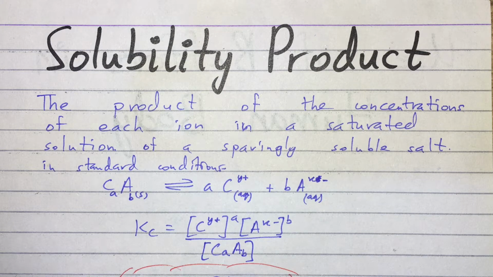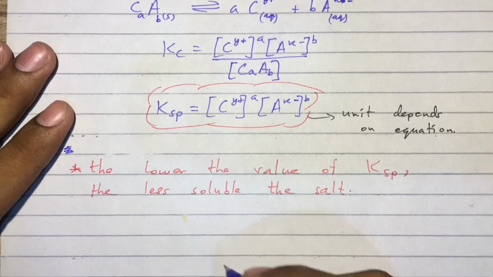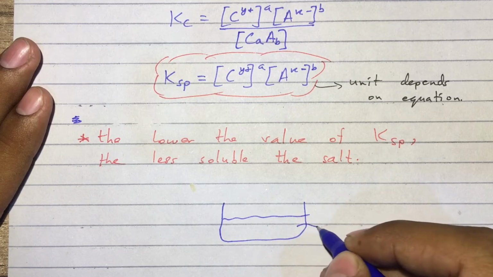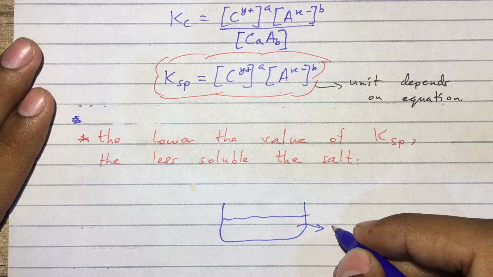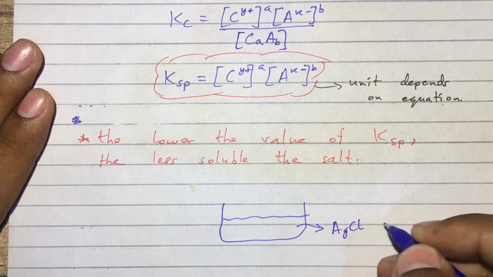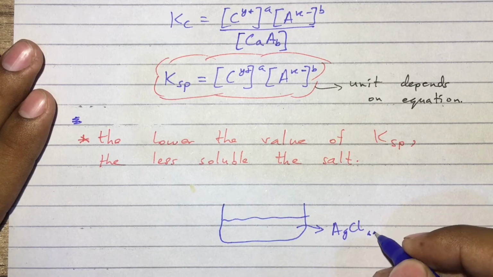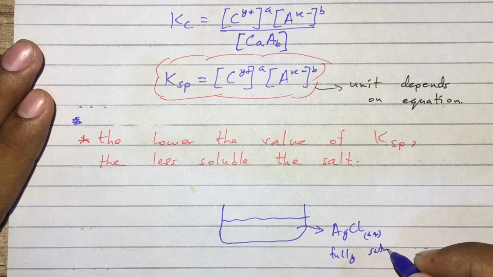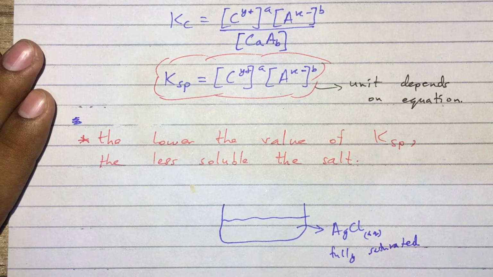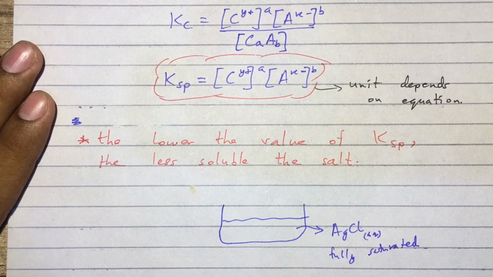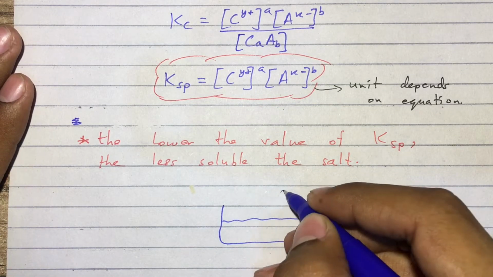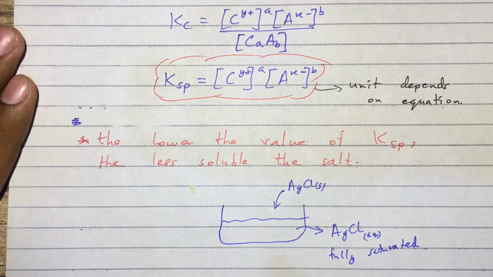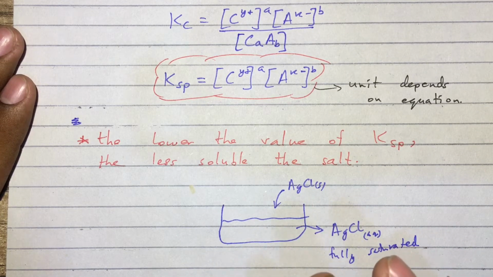So for example, let's say that this is a solution in which there is, let's say, AgCl dissolved and it's fully saturated. Means the maximum amount of AgCl that could be dissolved has been dissolved. So if we add more AgCl to it, then the AgCl cannot get dissolved.